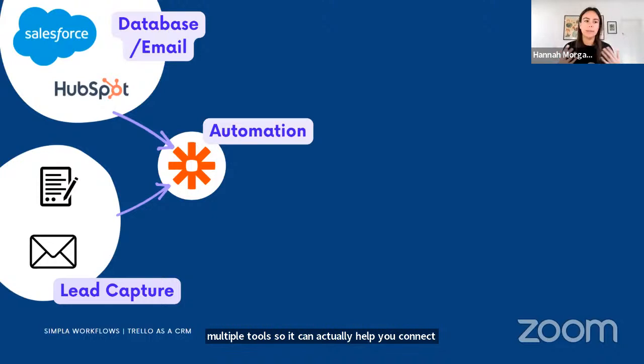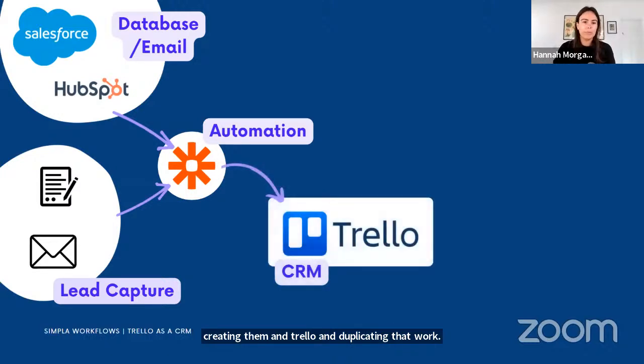So for example, if someone fills out a contact form on your website, then Zapier can create a new contact in your Trello board ready to start work on. So that's how we're going to be automating that process, so we don't have to be manually creating them in Trello and duplicating that work. We can avoid that. So that then feeds into Trello.